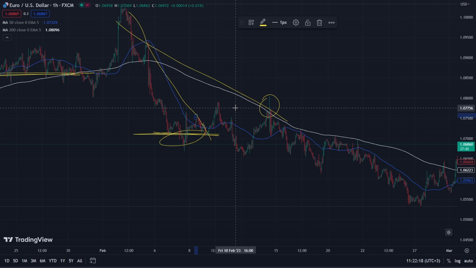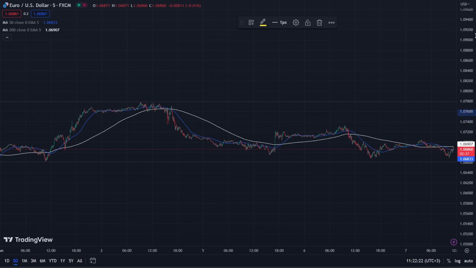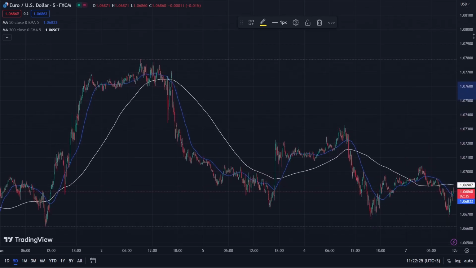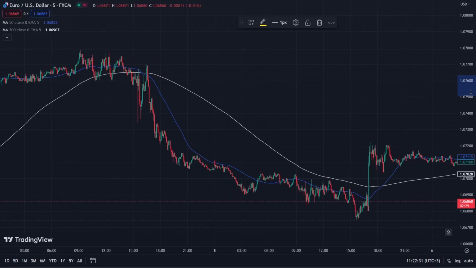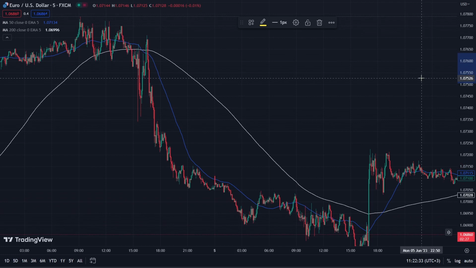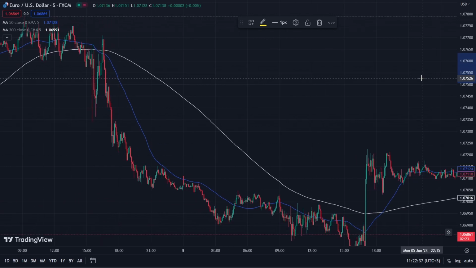If you're using lower time frames, you need to also be having a look at how price has been behaving on the higher time frames. So you can see that moving averages are a little bit different on the lower time frames. So keep in mind that if you're trading on lower time frames, you need to also be taking into account the higher time frames as well.